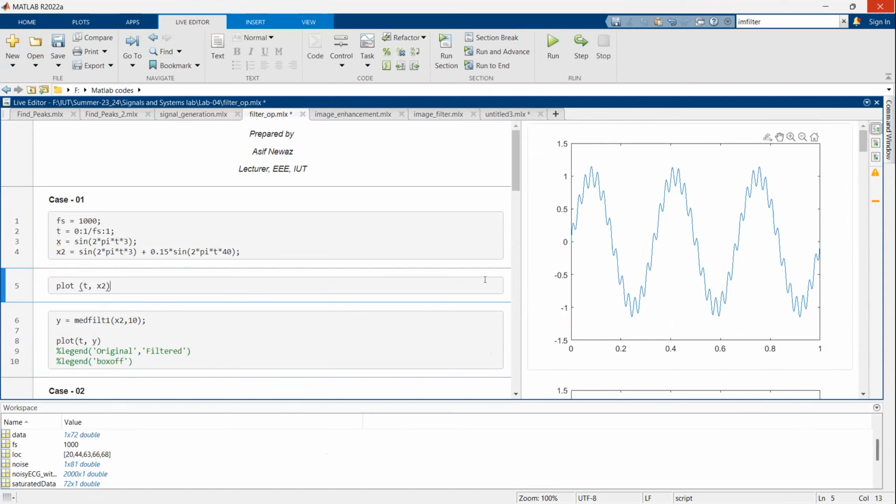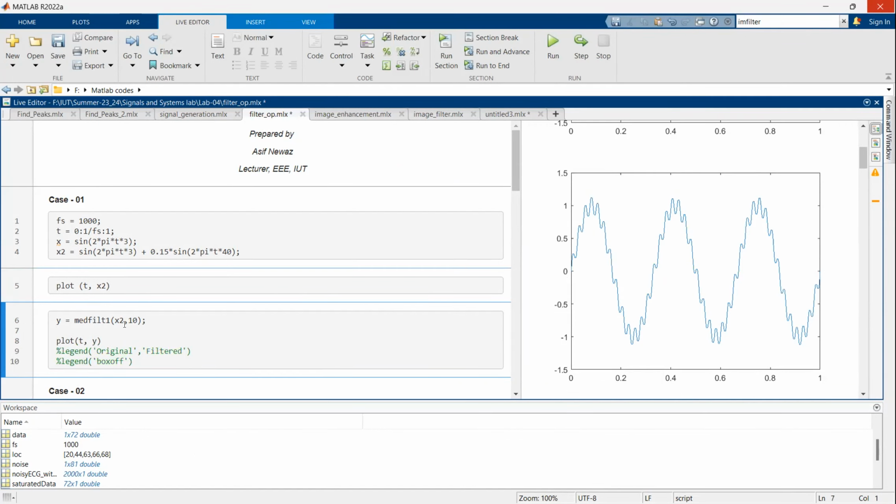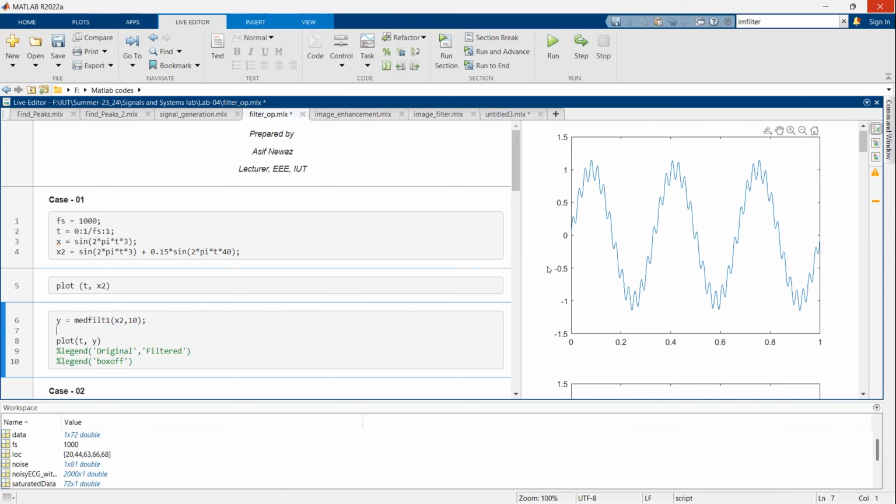So this was your original signal, right? When I pass a median filter like this with a filter size of 10, is there any change? Do you see any change here?